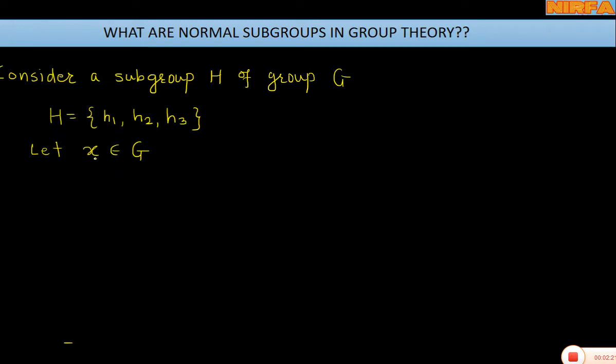Now what should I do with this element and this set? So just multiply the set H by X from the right side. The meaning of multiplication of any set and any element is nothing but you multiply all the elements of set H by X from the right side. And that's why in this set I am getting H1X, H2X, and H3X.